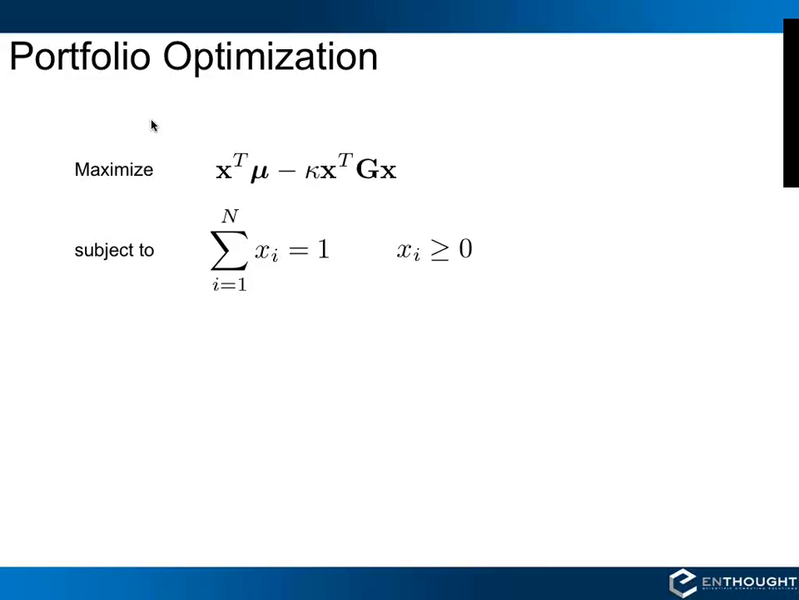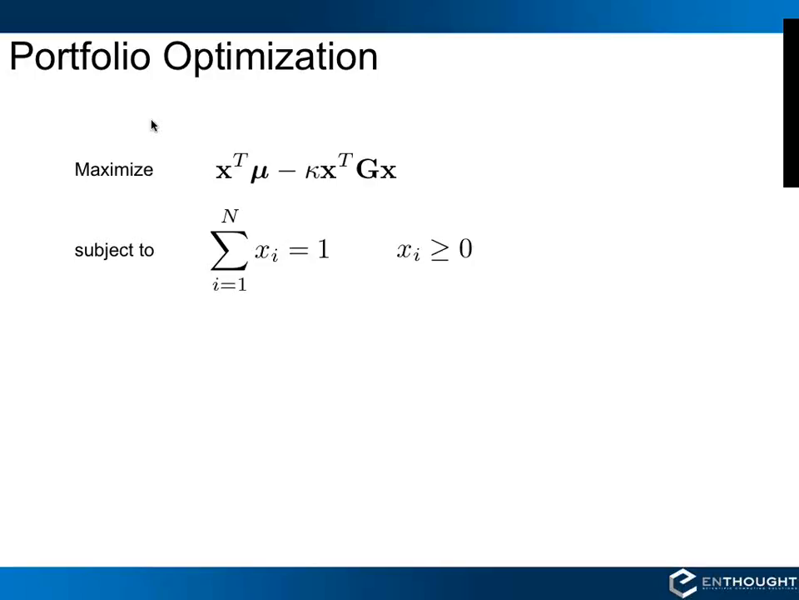I forgot I had a slide that illustrated it. In this portfolio optimization problem, I'm maximizing the following matrix equation, a vector x. This is assumed to be a column vector, so x transpose is a row vector, and x transpose times mu gives me another column vector, which gives me a number, a scalar. So x transpose mu minus kappa times this quadratic expression, x transpose Gx.